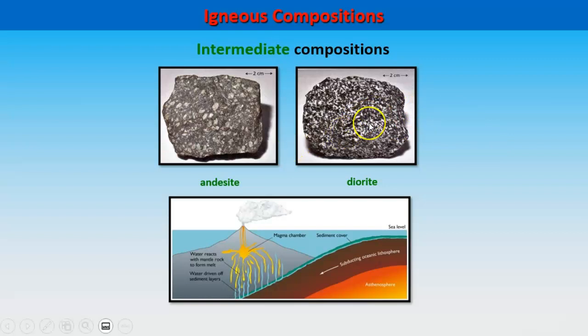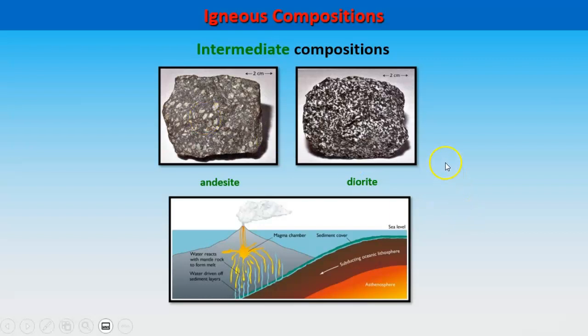We're going to argue that that's an intrusive igneous rock, which diorite is. The andesite has some small and some big crystals, right? So if we can't see them all easily with our naked eye, we're still going to classify this as being finely crystalline. So this would have cooled at or near the surface.